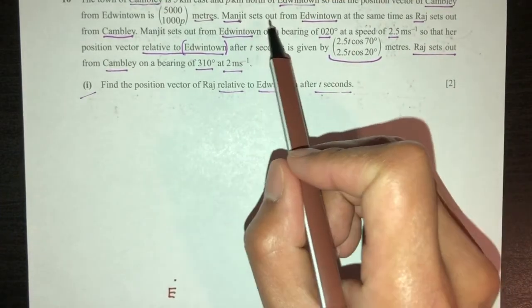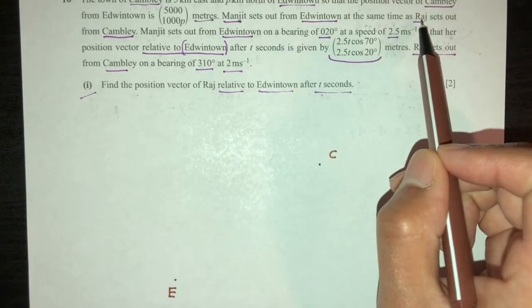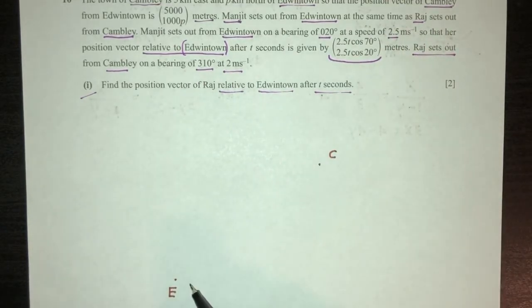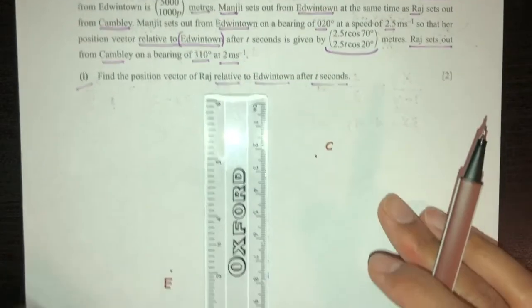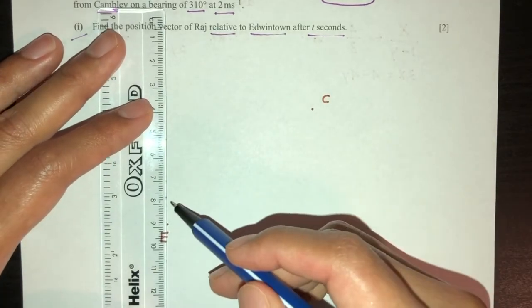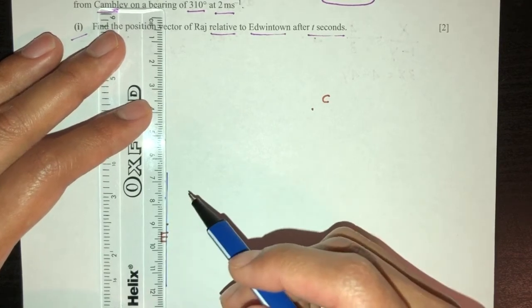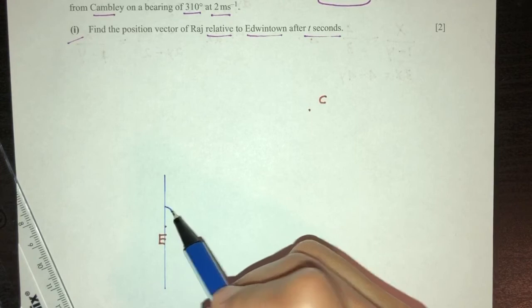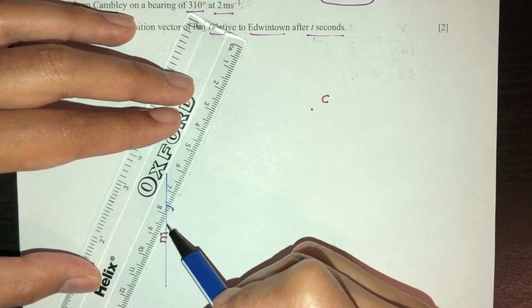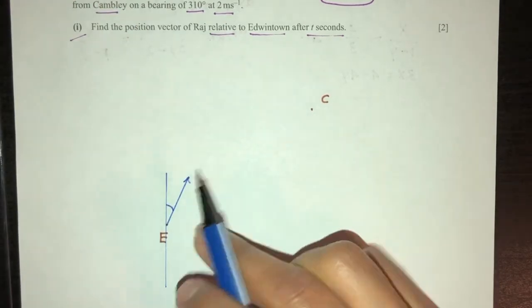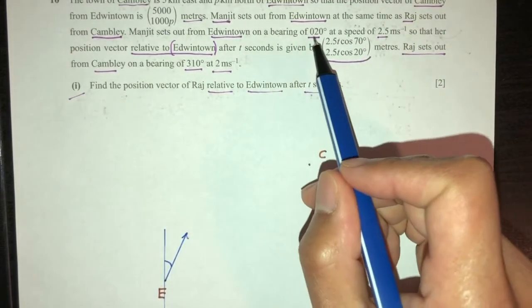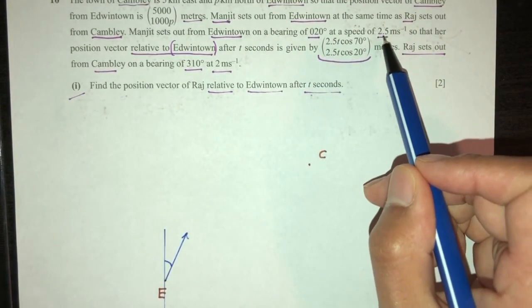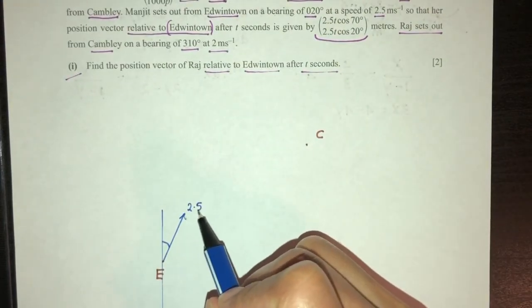Now, Manjit sets out from Edwinton at the same time as Raj sets out from Cambly. Cambly and Edwinton is right here. Now, Manjit sets out from Edwinton on a bearing of 20. So here we have our north line. When you draw a bearing, you have to have your north line. And 20 degrees will be about here. This is 20, so basically it will be in this direction. That will be Manjit. So Manjit sets out from Edwinton on a bearing of 20 at a speed of 2.5. So this is 2.5.